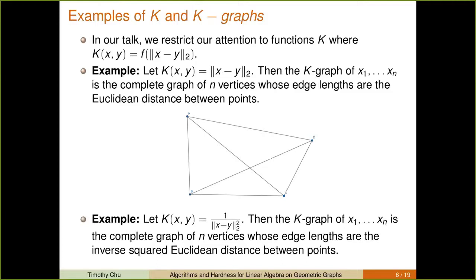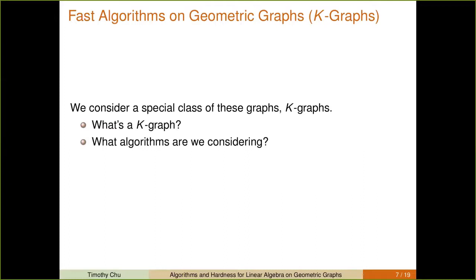Great. So that's our definition of a k-graph, and that's the kind of geometric graph that we're referring to throughout the course of this talk. Now, I promised fast algorithms and hardness results for geometric graphs. So let's turn our attention to what algorithms we want to be considering.